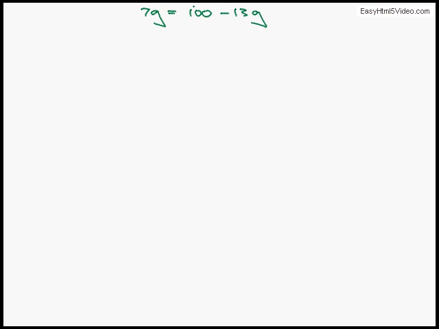So just taking the 13g across to the left-hand side by adding 13g on both sides, we find that there they cancel. On the left-hand side, we've got 20g is equal to 100. Then we divide both sides by 20, and what is left is, since the 20s cancel, g is equal to 5. Now remember, g was the grandson's age. So now we know at least that the grandson is 5 years old.